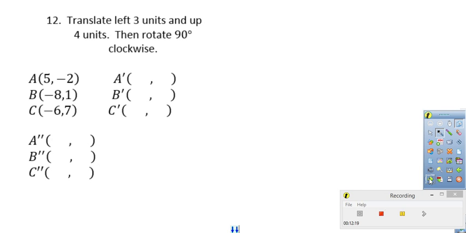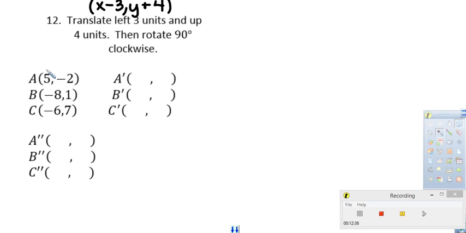And then our last problem, we have two transformations. Our first one is left 3 units. So if I think about left 3 units, that's in my x direction. So we're going to be negative 3. And then if I go up 4, positive 4.